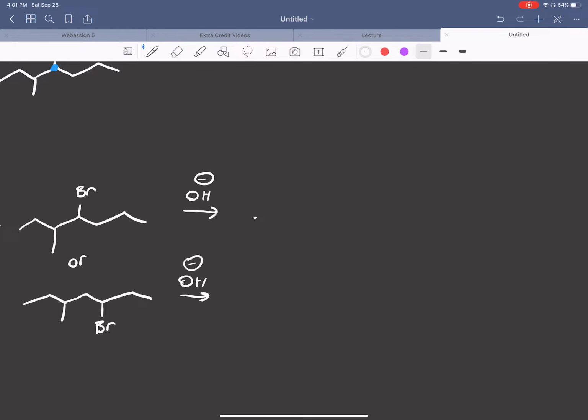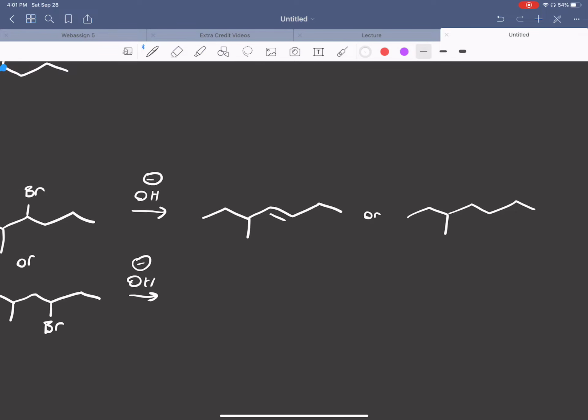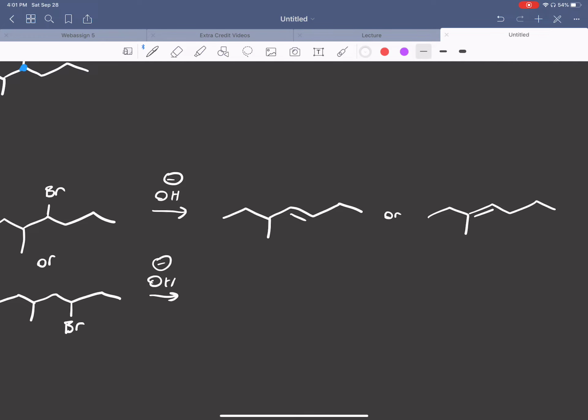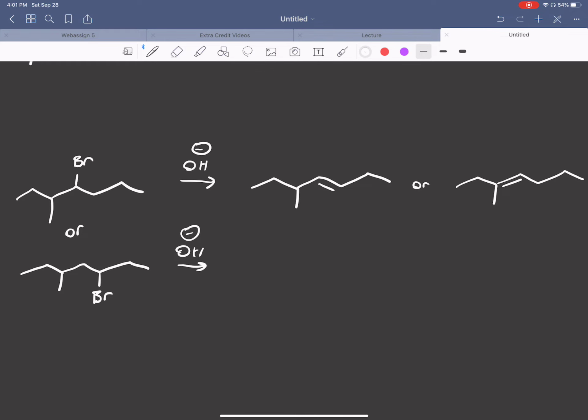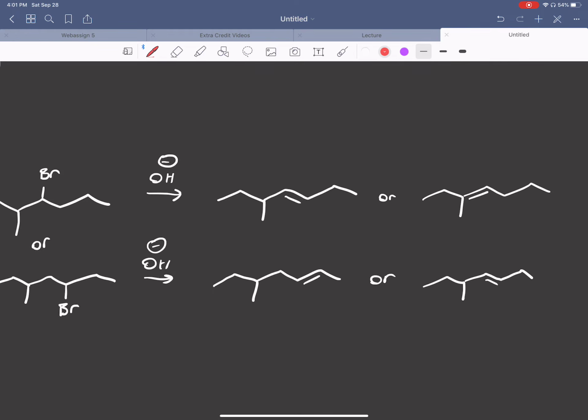All right, so let's put the double bond on the two positions we could possibly have here, or we could have formed it there. And for this one, we could have formed it there, or right there. And so now let's look at the substitution to see where our most stable double bond is.